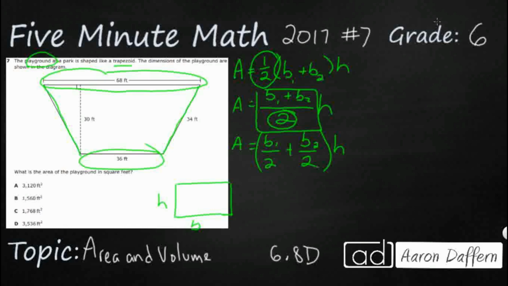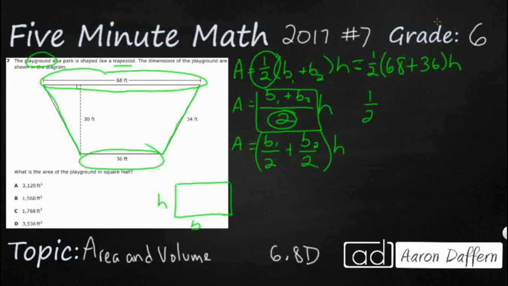Now, so b1 and b2, it doesn't matter which one you label as which, because you're just going to end up adding them together. But those are your two parallel lines. There's only one set of parallel lines in a trapezoid. It's the two bases. So we're going to take both of those. So let's see, 1/2, and we're going to take 68 feet, add that to 36 feet, multiply that by the height. We'll just take this top equation here.